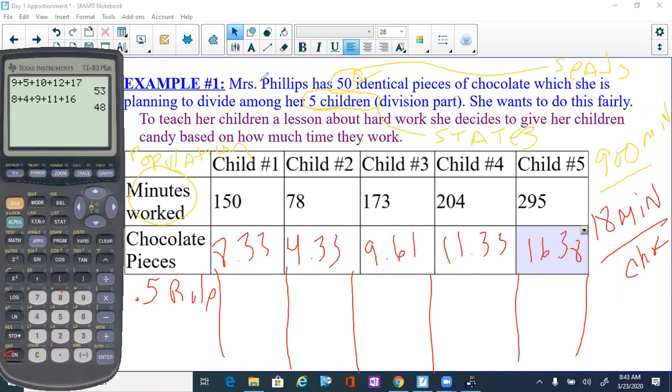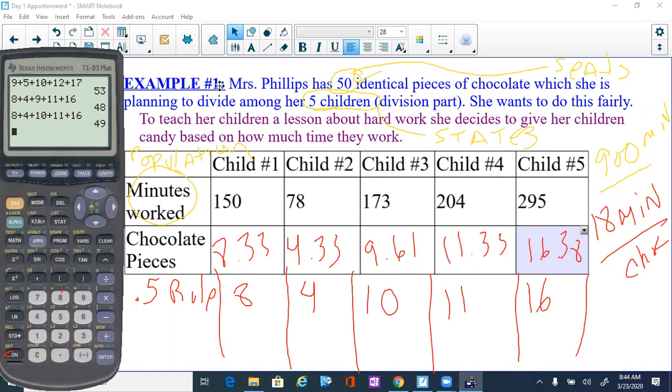8.33 is below 0.5, so this is 8. This is 4.33, so that is 4. 9.61 rounds up to 10. 11.33 rounds down to 11. 16.38 rounds down to 16. Let's just add that up real quick. 8 plus 4 plus 10 plus 11 plus 16. Oh, and we get 49.